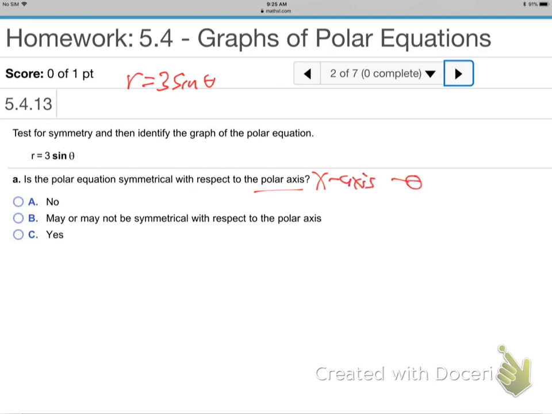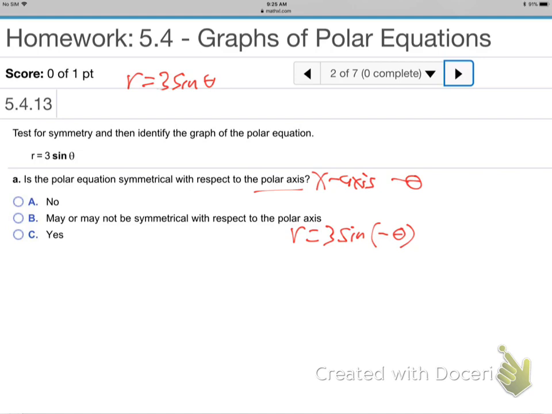Plug in negative theta. So let me take the equation, 3 sine negative theta. Or here, I'll just do it over here. r equals 3 sine negative theta. So I plugged in the negative theta. That's the x-axis test. So what do we do with that? What do you do with sine of negative theta?